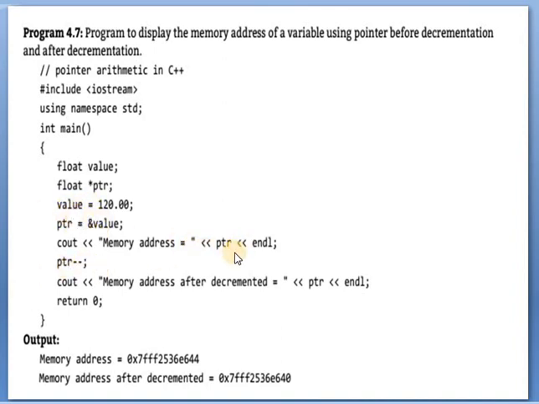Now memory address equal to ptr. Now it will show the address of this variable value. ptr minus, now here we are decrementing the address by 4 bytes. So memory address after decremented, it will show the ptr. Now see here, memory address is this one and memory address after decremented is this one. So this 44 minus 4 becomes 40. Okay, this is the program to display the memory address of a variable using pointer before decrementation and after decrementation.